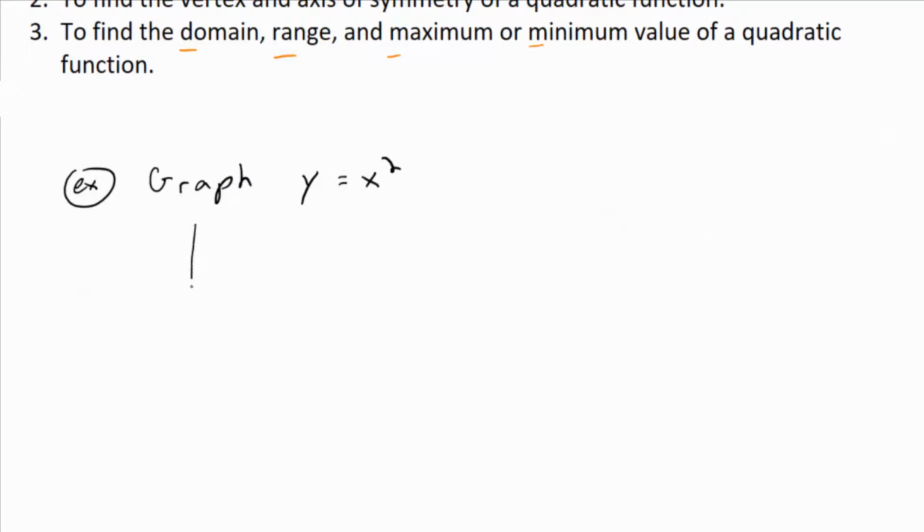No. So what kind of values could you plot? I would plot x values, right? By the way, this is the simplest quadratic function you can think of. You could almost think of it as the parent of all other quadratic functions. What would be some good x values to plot? 1 is a good one, sure.